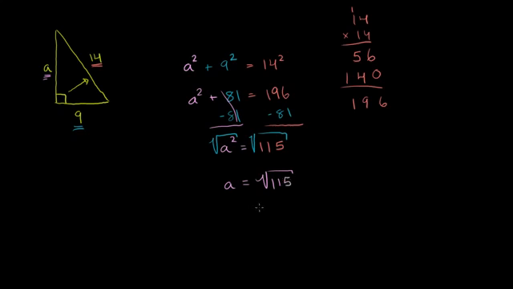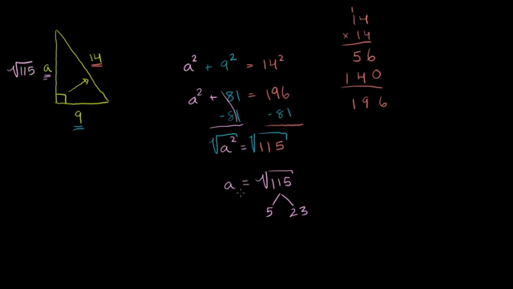And let's see if we can break down 115 any further. It's clearly divisible by 5. If you factor it out, it's 5 times, and then what does it divide? 5 goes into 115 23 times. So both of these are prime numbers, so we're done. You actually can't factor this anymore. So a is just going to be equal to the square root of 115.